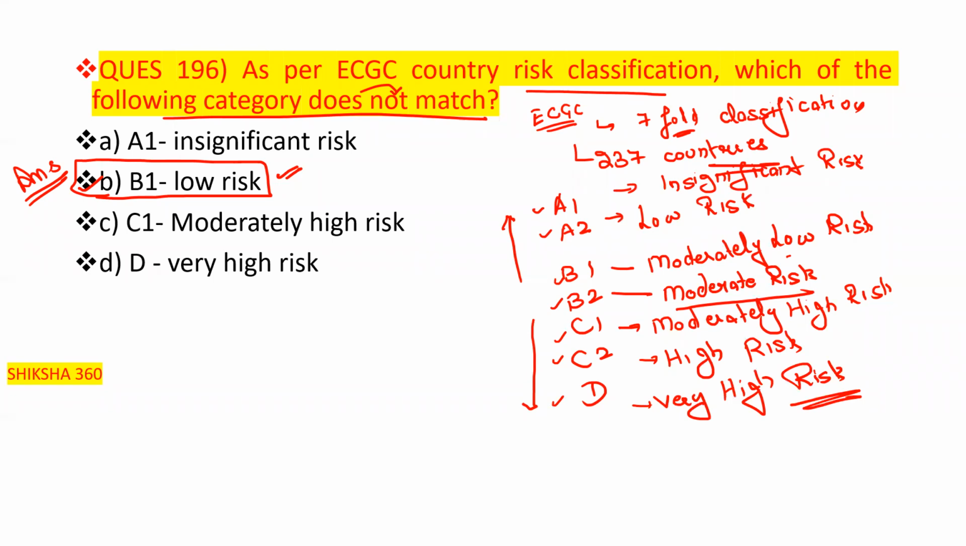In this way, this risk classification is divided. The ECGC sevenfold classification covers 237 countries. It is divided into 7 parts: A1, A2, B1, B2, C1, C2 and D. Please remember all these things. A1 insignificant risk is correct. C1 moderately high risk is also correct. B2 is the moderate risk. D is very high risk.